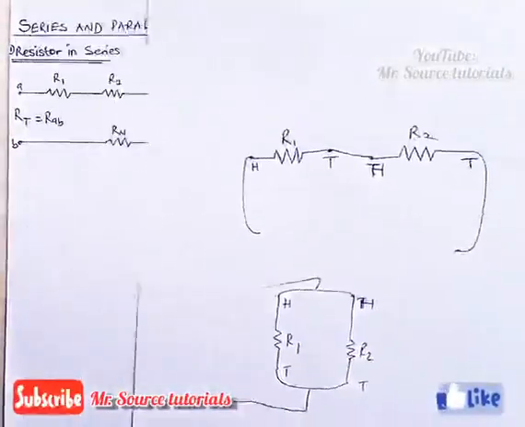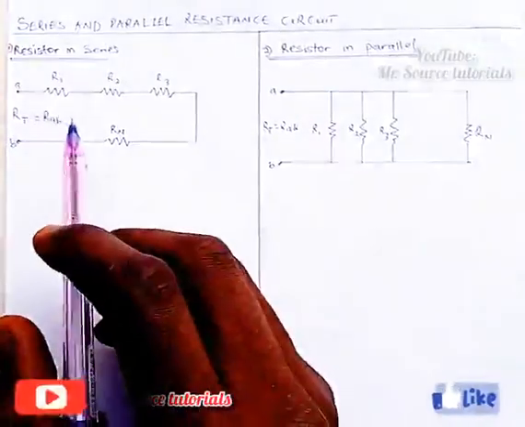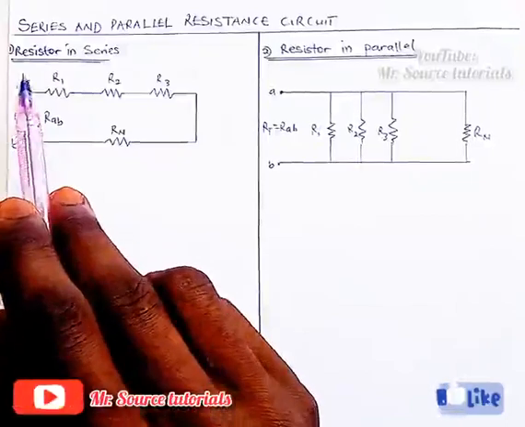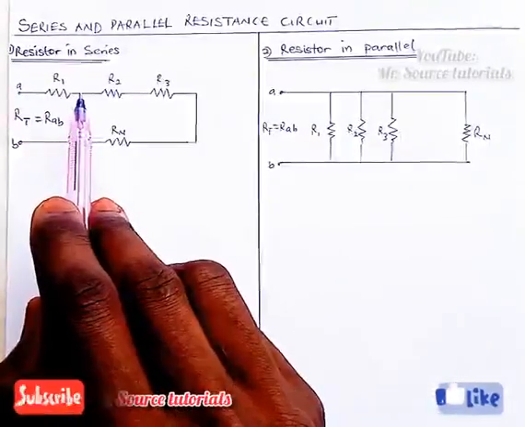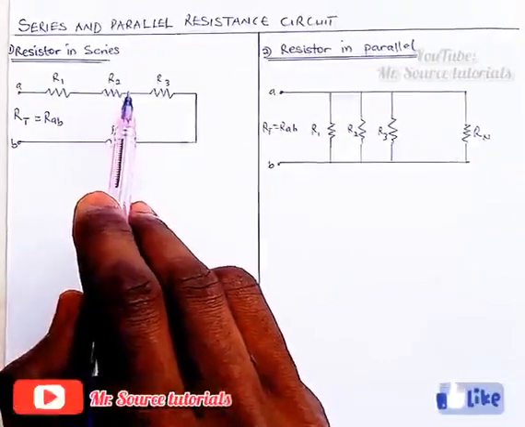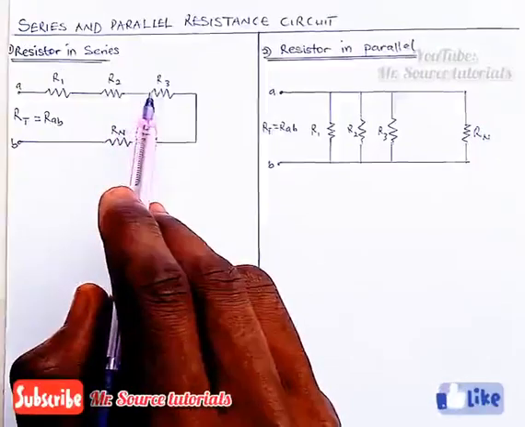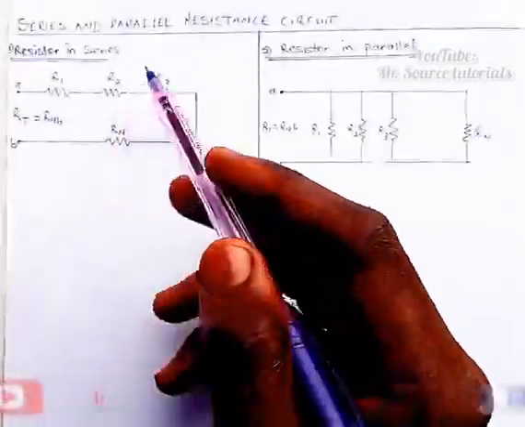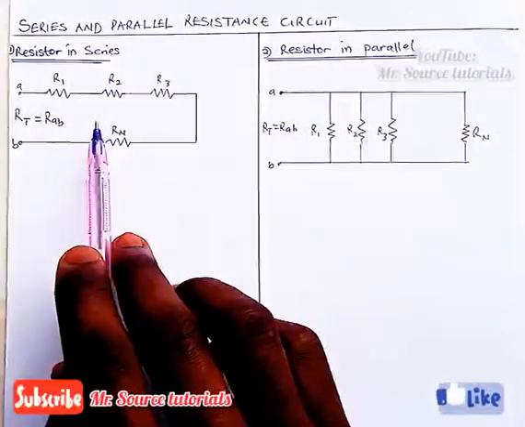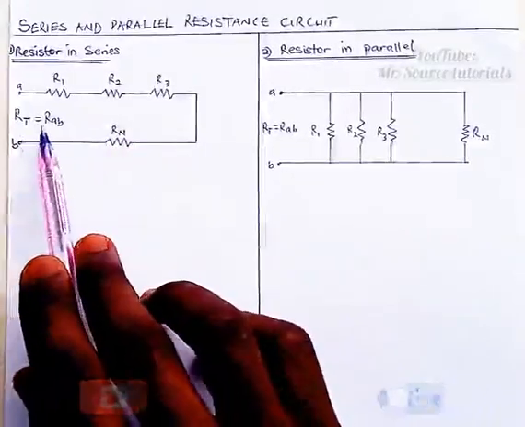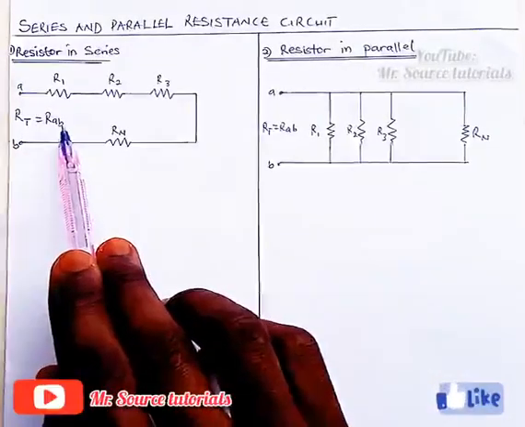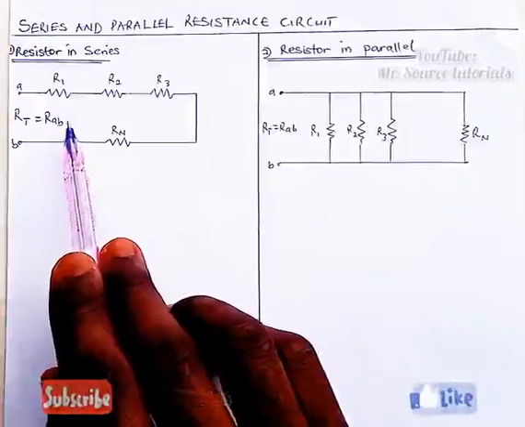In this circuit, I can see the resistors are connected in series. The tail of resistor R1 is connected to the head of resistor R2, and the tail of resistor R2 is connected to the head of resistor R3. You can continue with as many resistors as possible. That is what we know as a series connection. For us to have the total resistance at terminal AB, which equals resistance AB, it can also be called the equivalent resistance.